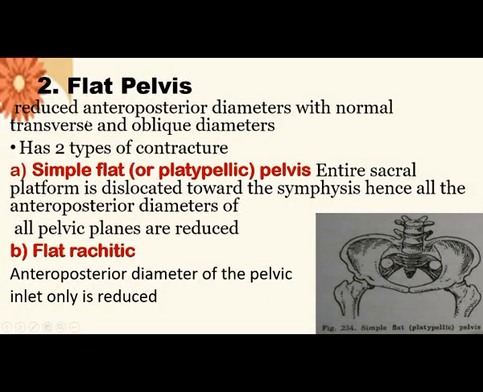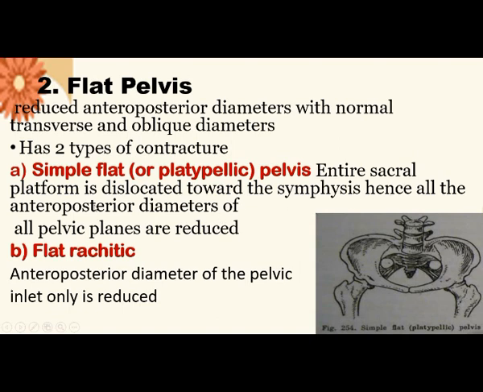Next is flat pelvis. The antero-posterior diameter is reduced with normal transverse and oblique diameters. So in this one, only the antero-posterior diameter is reduced. The others, that is the transverse and oblique diameters, are normal. It also has two types of contracture, that is simple flat pelvis and flat rachitic pelvis. In simple flat pelvis, the entire sacral platform is dislocated towards the symphysis pubis. Hence, the antero-posterior diameters of all pelvic planes are reduced.